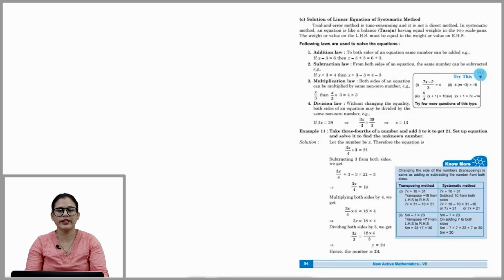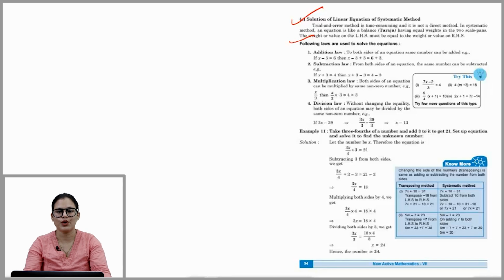C. Solution of linear equation by systematic method. Trial and error method is time consuming and is not a direct method. In systematic method, the equation is like a balance, which is also known as tarazu in Hindi, having equal weights in the two scale pans. The weight or value on the LHS must be equal to the weight or value on the RHS. Following laws are used to solve the equations.